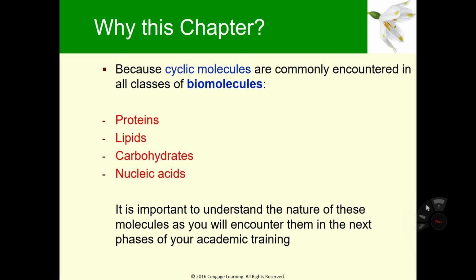Why do we learn this chapter? Because cyclic compounds are a major class of biomolecules, such as proteins, lipids, carbohydrates, and nucleic acids. You can find the cyclic structures in the side chain of the amino acid.